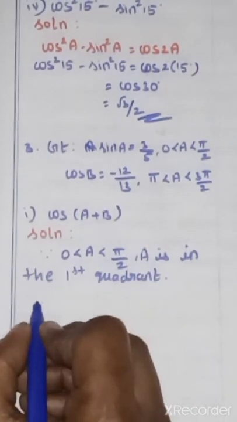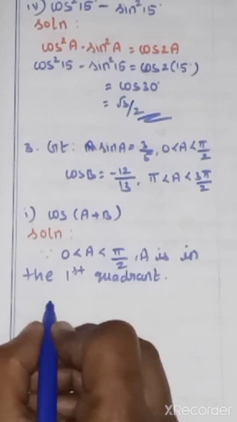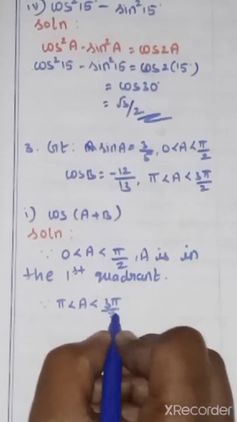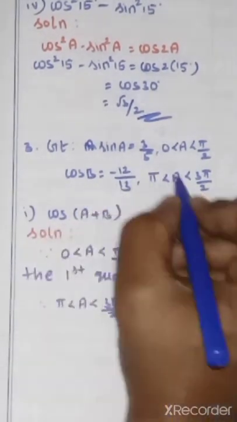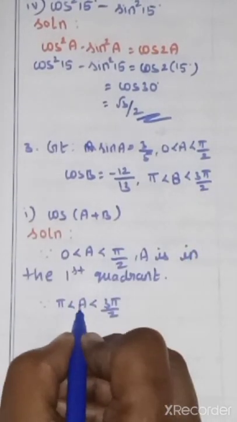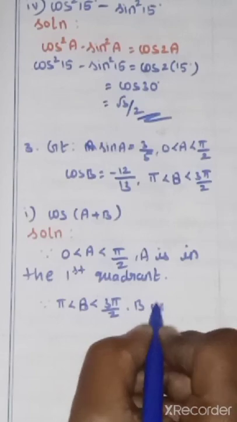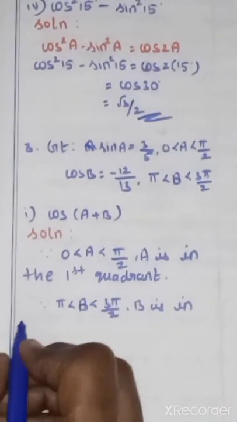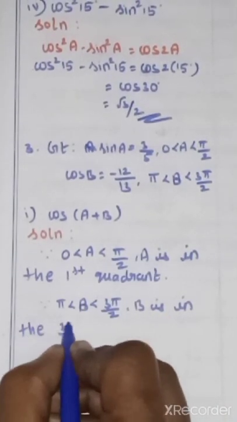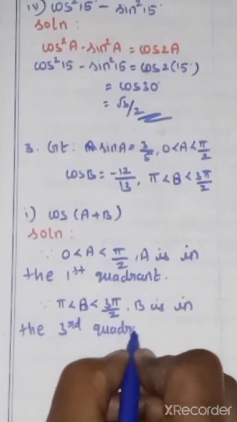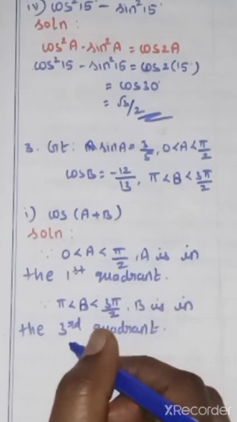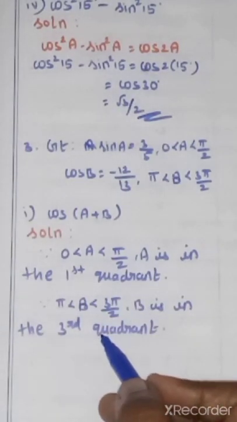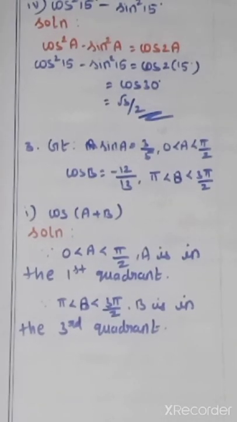First quadrant, all will be positive, right? Next, what is the next one given? Since pi is less than B less than 3 pi by 2, I made a mistake, this is B. So B is in which quadrant? Pi to 3 pi by 2, that is 180 to 270. Yes, it is in the third quadrant. So A is in the first quadrant, B is in the third quadrant, and in the third quadrant, tan and its reciprocal are positive.